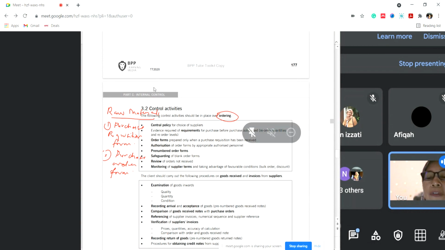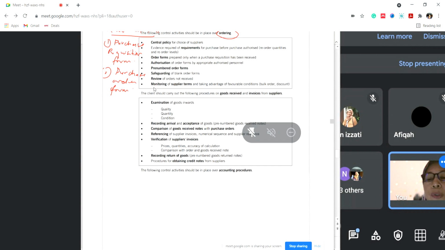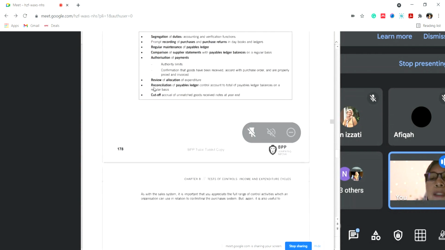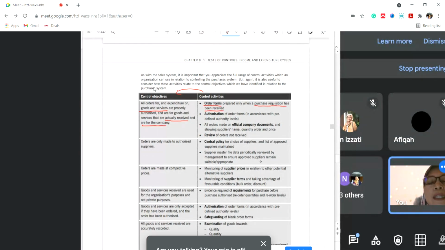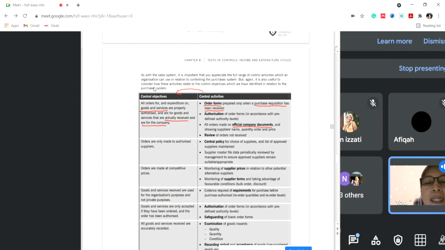Because the objective is whether the purchase orders are at a competitive price, it means the order is made from a company displayed in the master file. Order forms are prepared only when a purchase requisition has been received. Authorization of the order form is necessary. All orders are made on official company documents, so it cannot be a blank document. It must be pre-numbered and so on, showing the supplier's name, quantity ordered and price. So that is the purchase order.